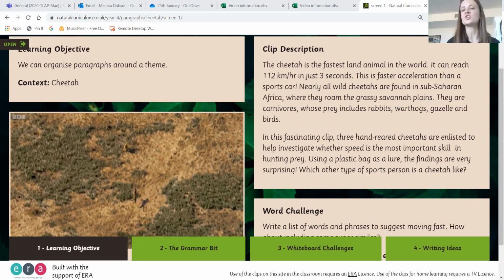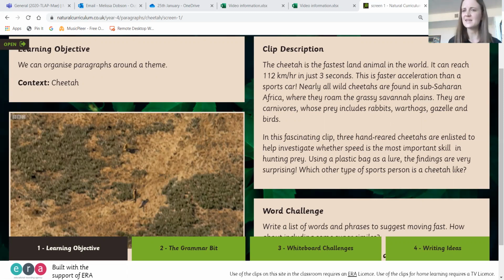Nearly all wild cheetahs are found in sub-Saharan Africa, where they roam on the grassy savanna plains. They are carnivores whose prey includes rabbits, warthogs, gazelle, and birds. So we have been learning a bit about habitats and the types of animals. So this one is from a grassy savanna, and they are carnivores.